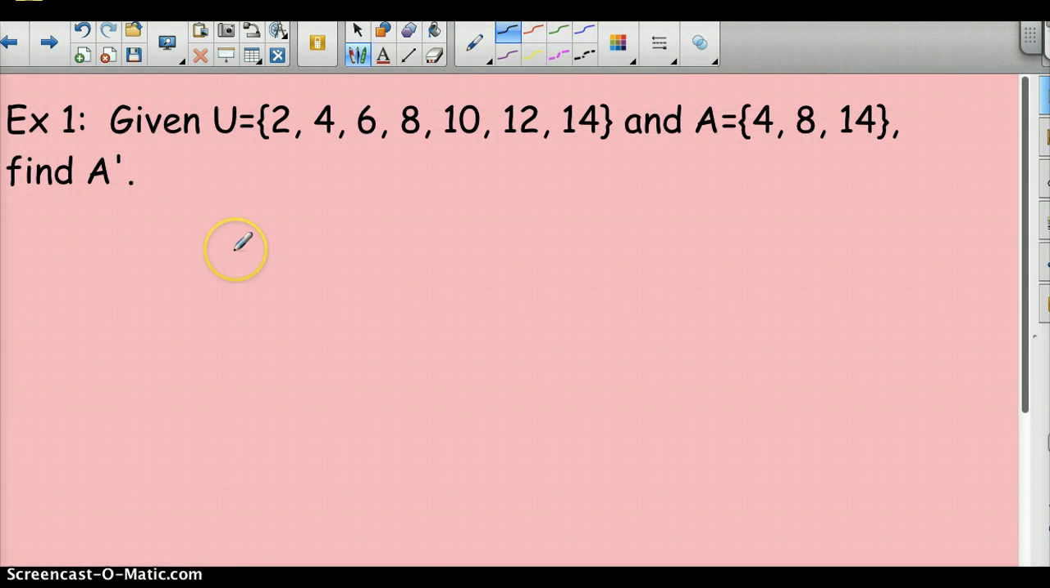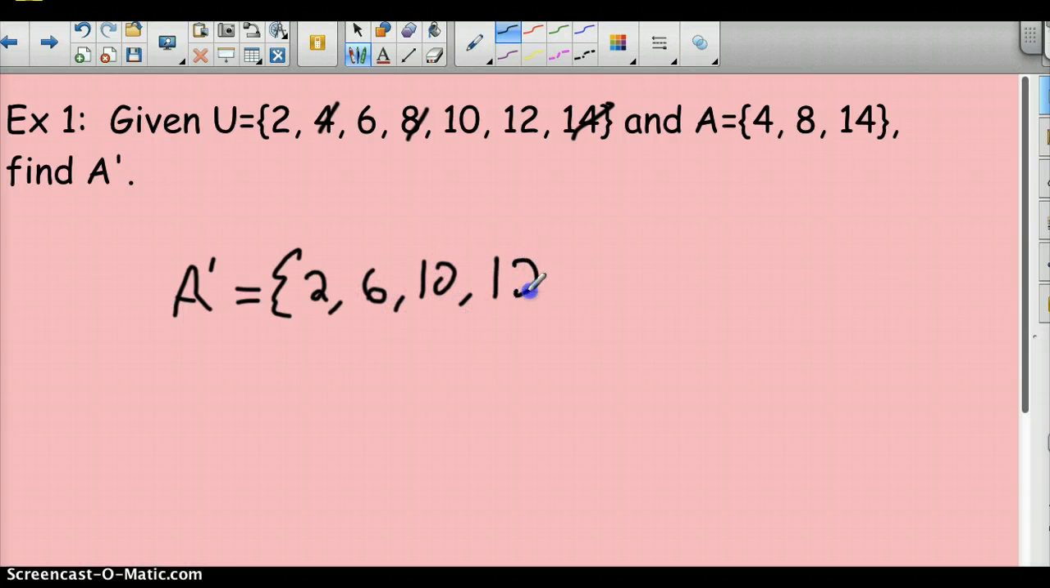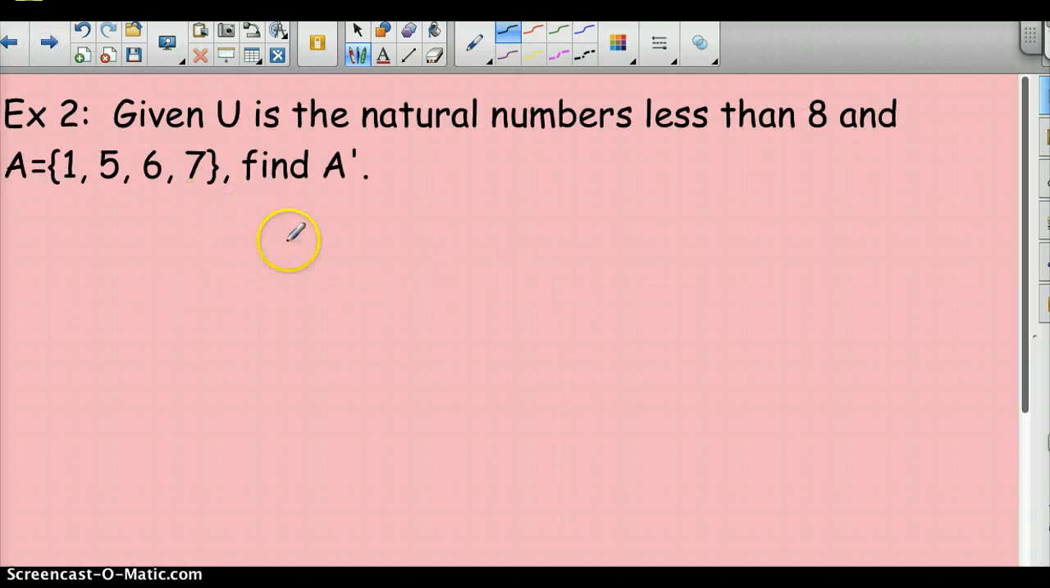Given that the universal set is 2, 4, 6, 8, 10, 12, and 14, and A is 4, 8, and 14, I want the complement of A. The complement of A is all of the elements of the universal set that are not in A. So I see a 2, and there was a 4, an 8, and a 14, which I knock out. I'm going to write the rest of them down. I've got a 2, a 6, a 10, and a 12 for the complement of set A. Pretty easy stuff. Moving on to the next one.